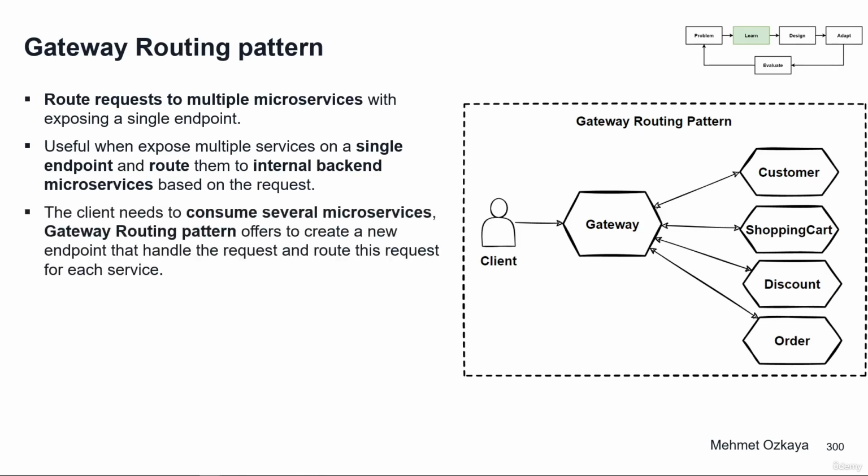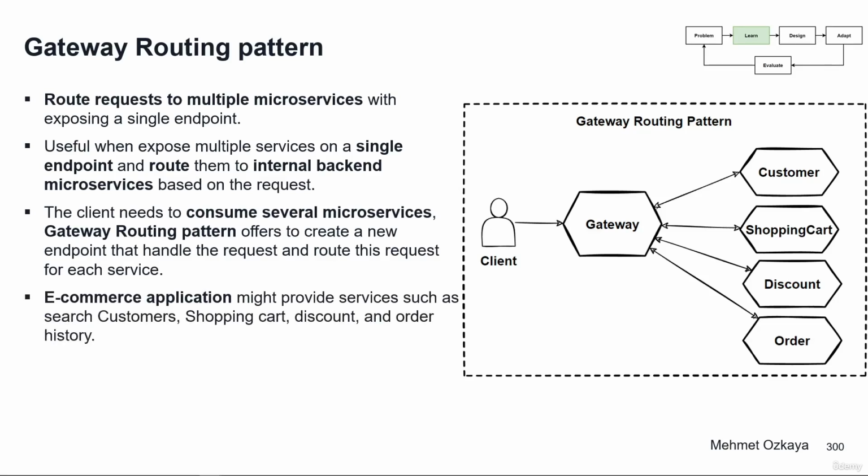When the client needs to consume several microservices, the gateway routing pattern offers to create a new endpoint that handles the request and routes these requests to each service. For example, you can think of an e-commerce application that might provide services like customer, shopping cart, discount and order history. You can see the image on the slide. The gateway routing pattern is exposing one single endpoint to the client application. When the client hits this endpoint, the routing pattern routes the request to several internal microservices, which include the customer, shopping cart, discount and order.